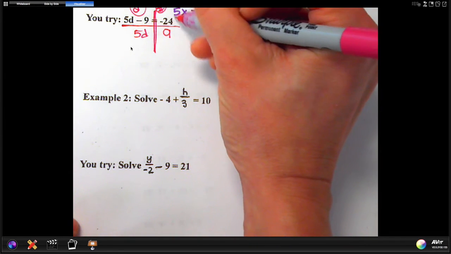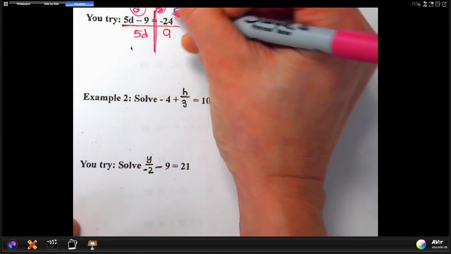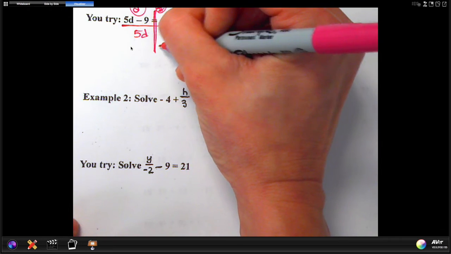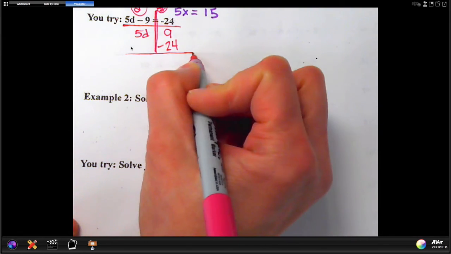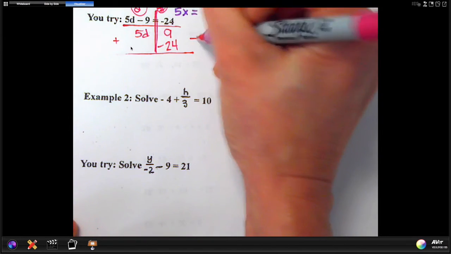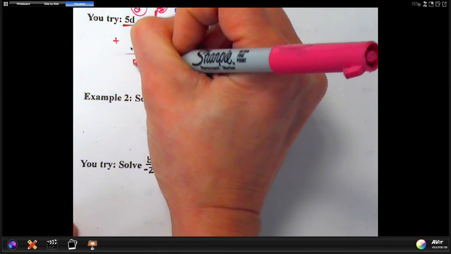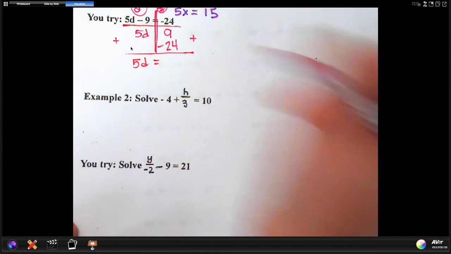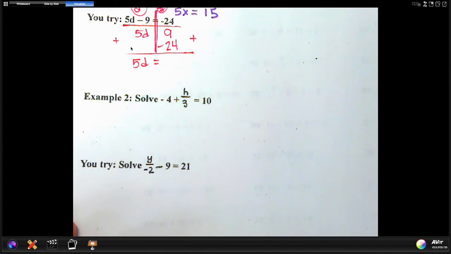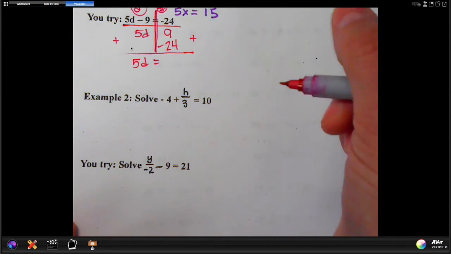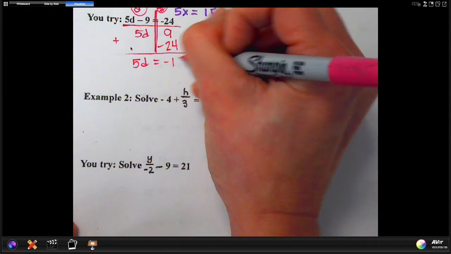Negative 24 is going to stay in this side in the number category, so we're going to keep it negative 24. Now everything's in its own category, so we are going to add both sides. 5d plus nothing is 5d. Put your equal sign down. 9 plus negative 24 is going to give you negative 15.